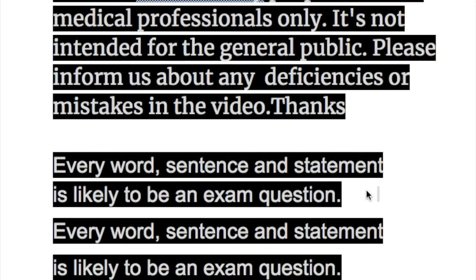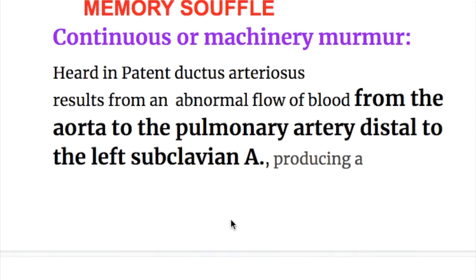In this video, we will discuss machinery or continuous murmur, Gallavardin murmur, and mammary souffle. So let's discuss a continuous or machinery murmur.